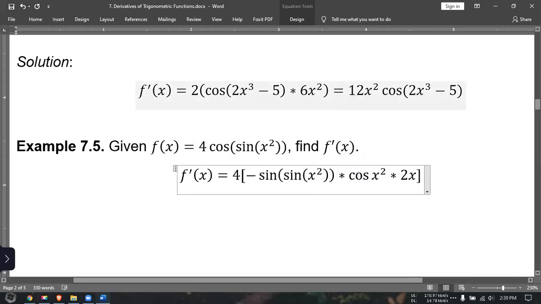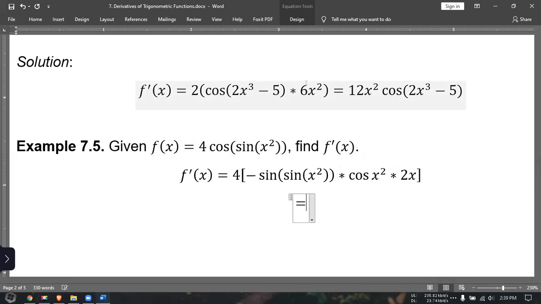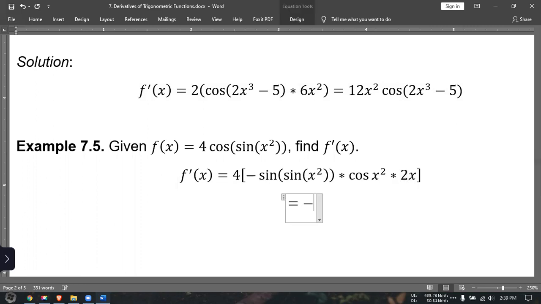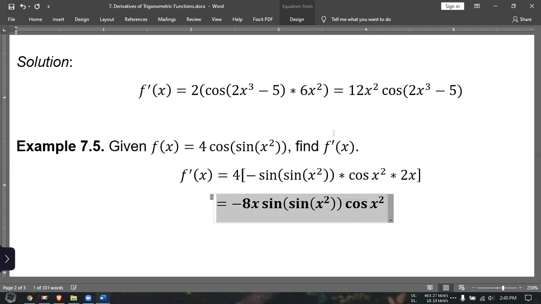Now simplify this. We have multiple 4 outside. We have negative here, so negative 4. Then we have 2x there. So all in all, that is negative 8x sine x squared cosine x squared. That's it. 8x sine x squared cosine x squared.